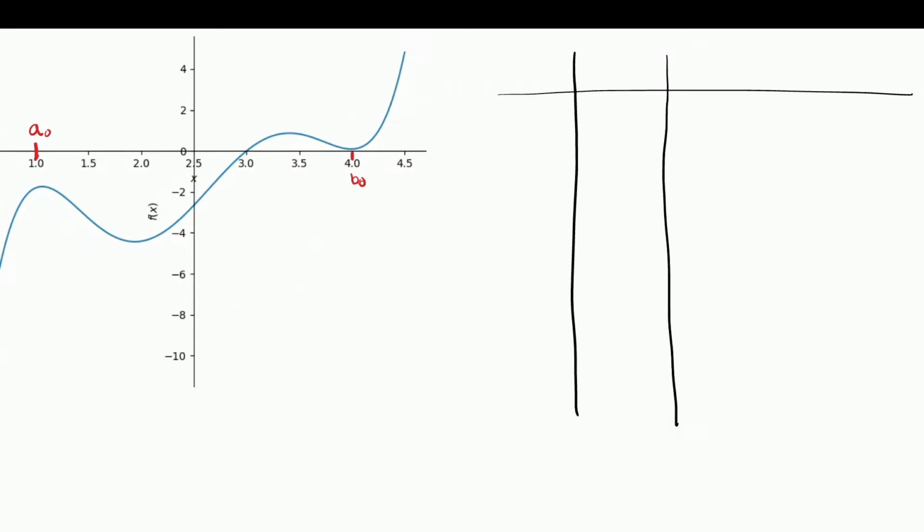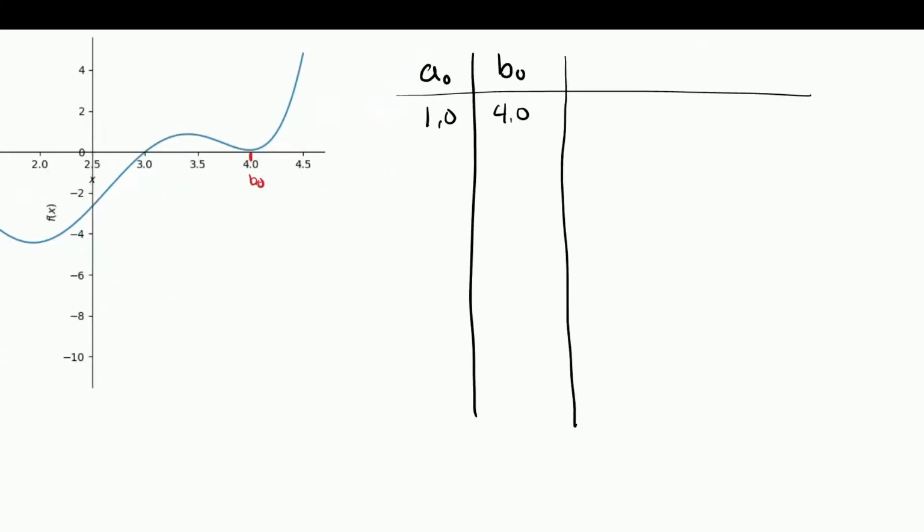It's a little annoying to be honest, but that's the way it is. So I've got my A0 and my B0. Those are the 2 sides, 1.0 and 4.0. And then I'm going to have to come up with f of A0 and f of B0. So we're going to get those 2 things.